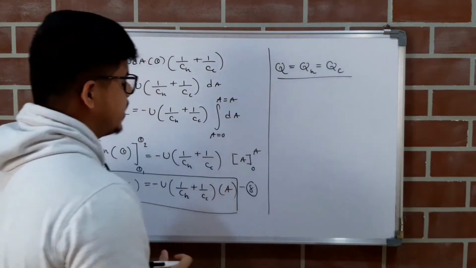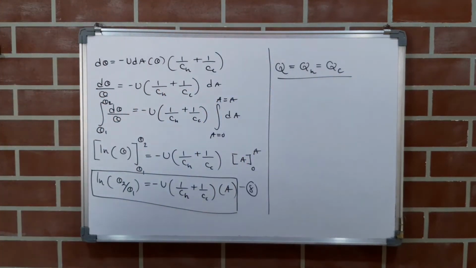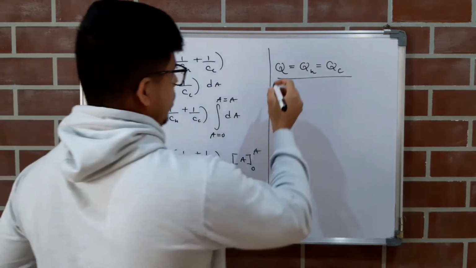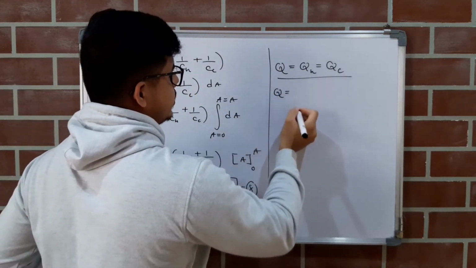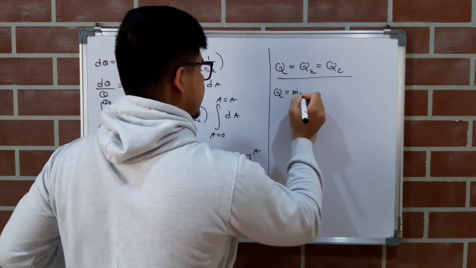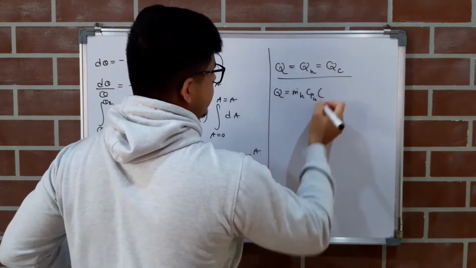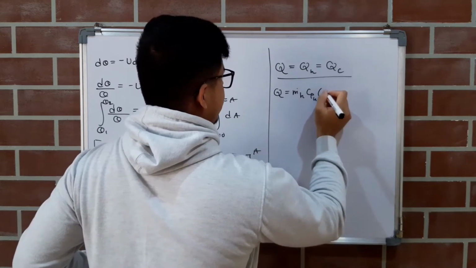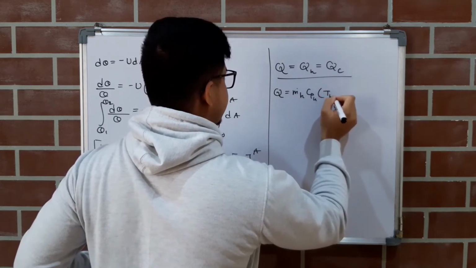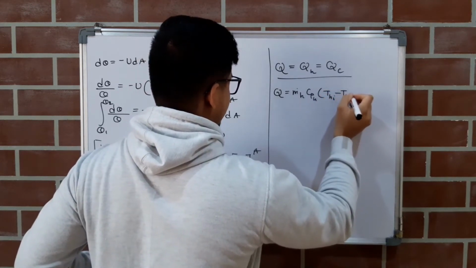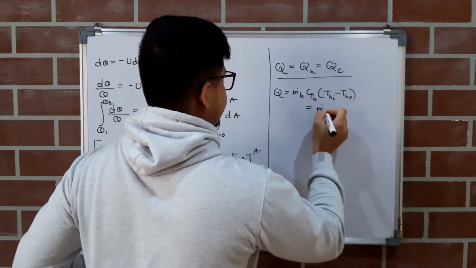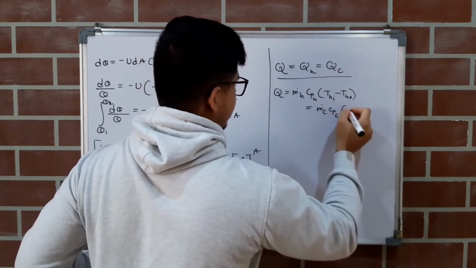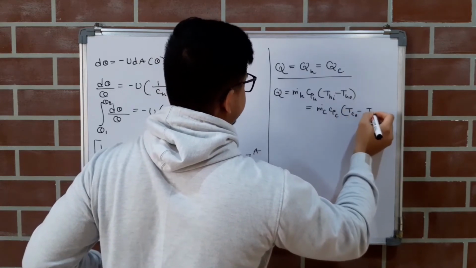So using this equation, we can get the values of this term. So it is Q is equals to m dot H into CPH into THI minus THO, which is equals to, now for QC, m dot C into CPC into TCO minus TCI.